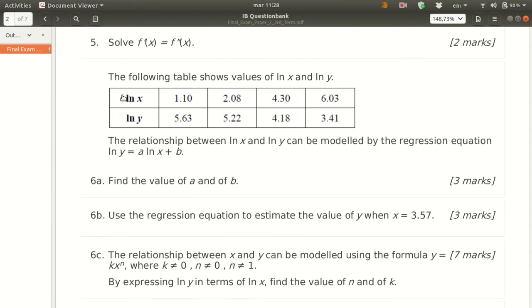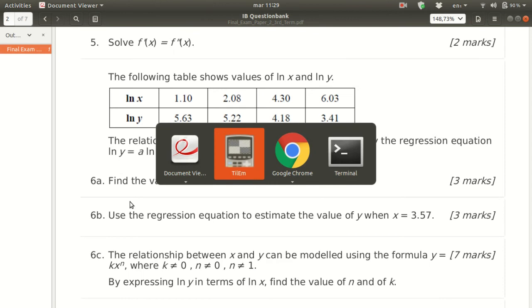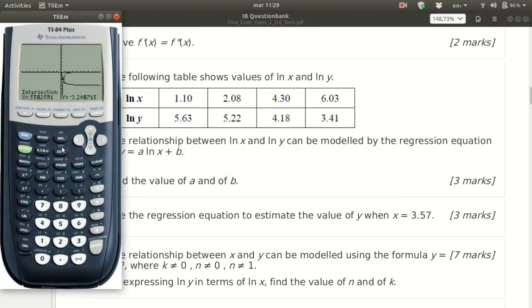You can think of this as x1 and this is y1. So this would be y1 is equal to a x1 plus b. It's the same thing. So part A is just doing the regression in your calculator. Let's take a look at the regression in the calculator. Stat, edit, let's clear out the lists.